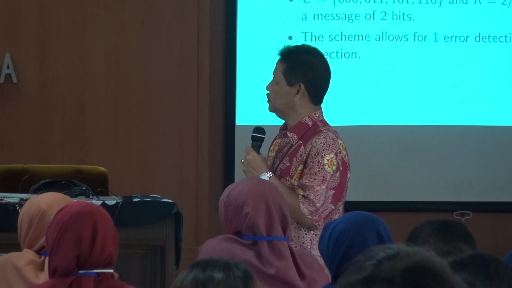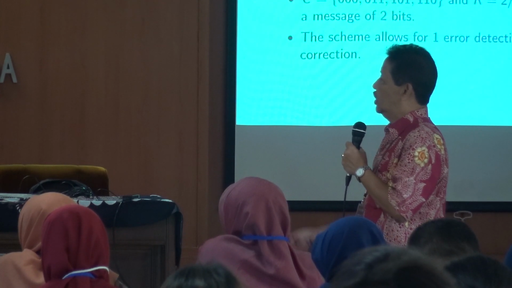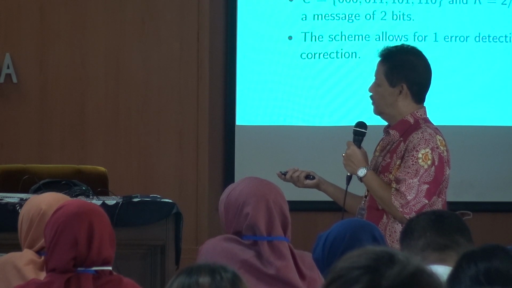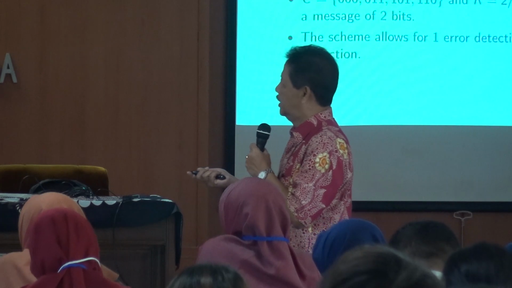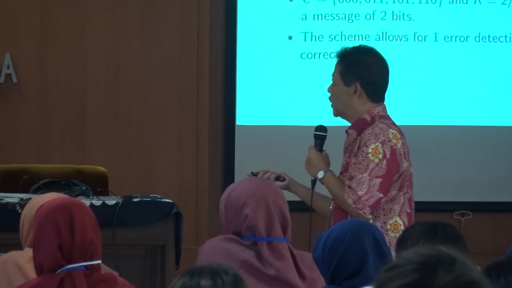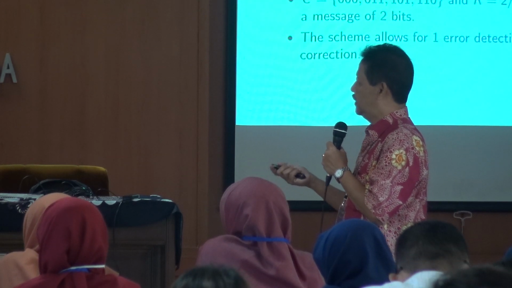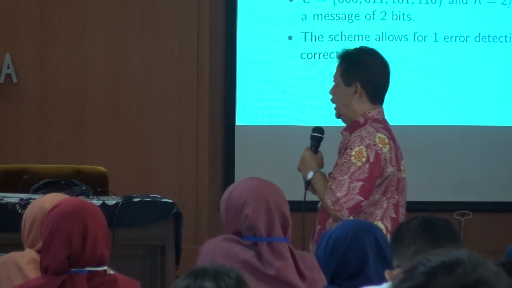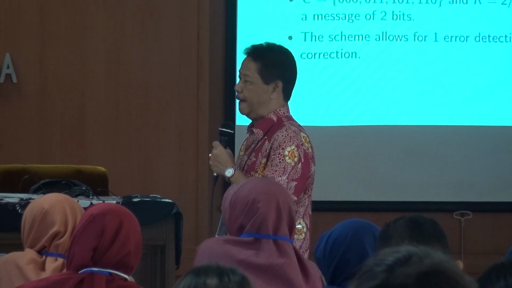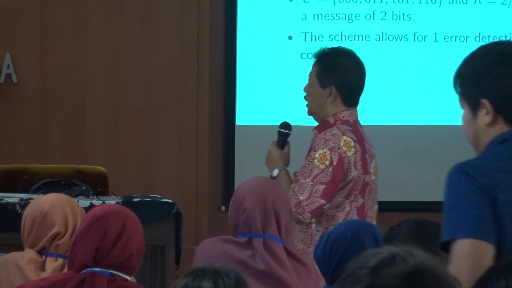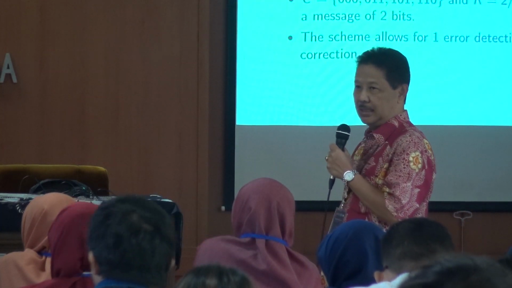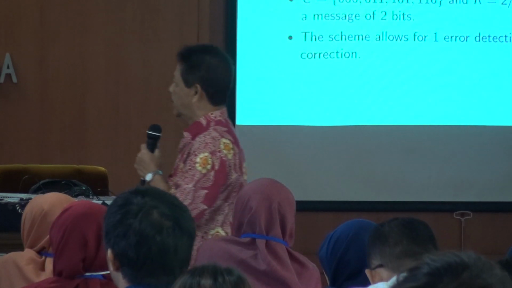So C becomes 000, 101, 011, and so on. And the information rate is 2/3. C transmits 3 bits for a message of 2 bits. The scheme allows for one error detection, but no error correction. Why?